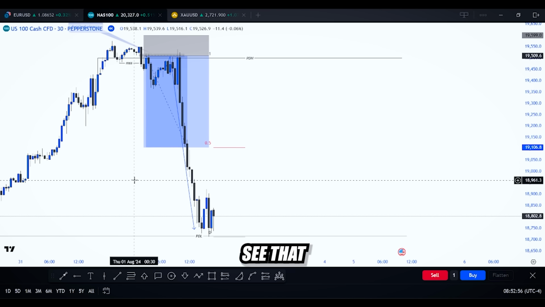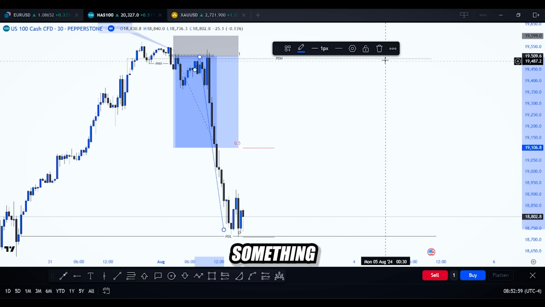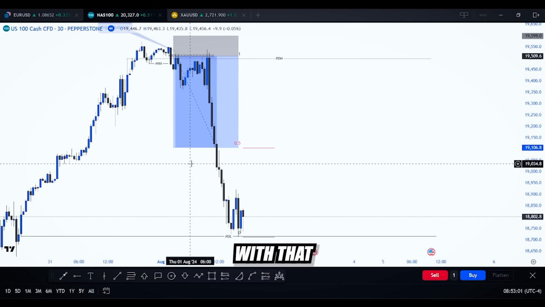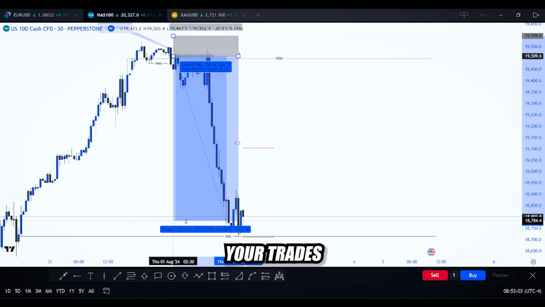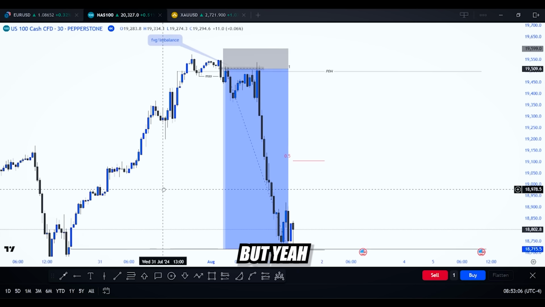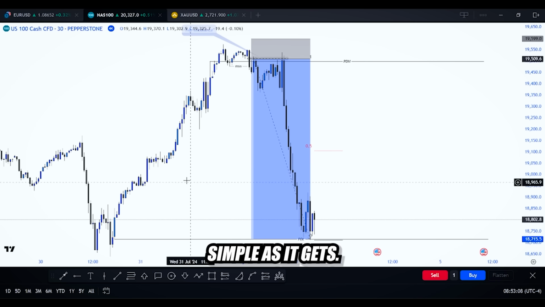So now you can see that the market is actually giving you something that you're comfortable with. That's when you can maximize your trades and go down, right? But yeah, guys, this is as simple as it gets.